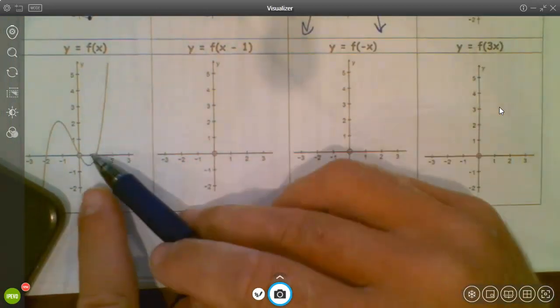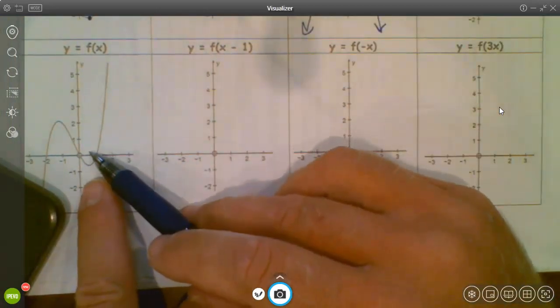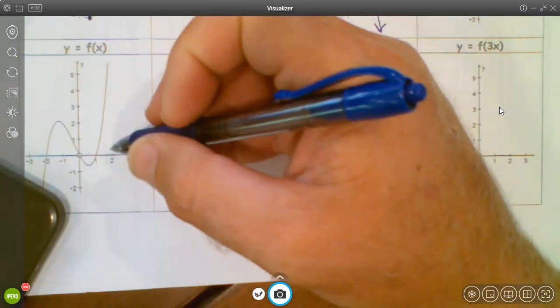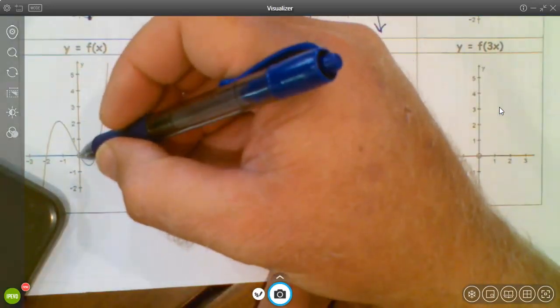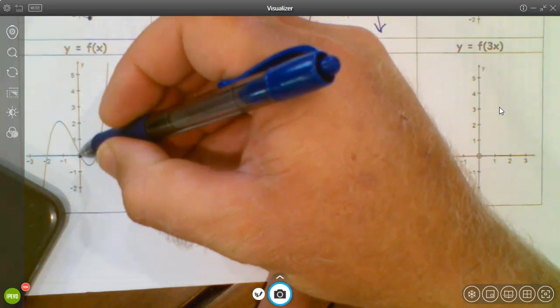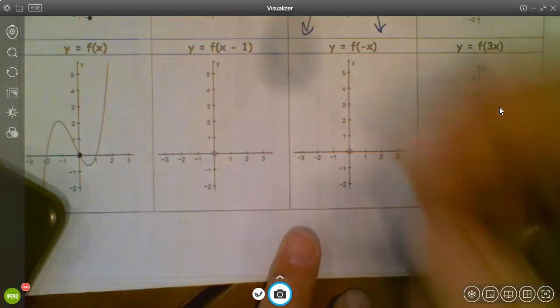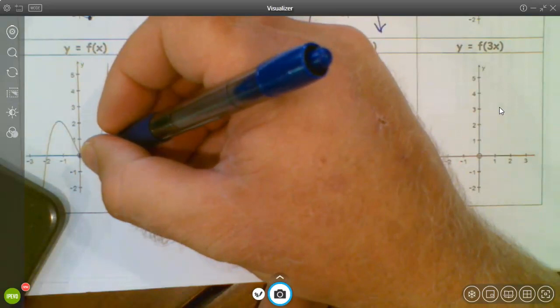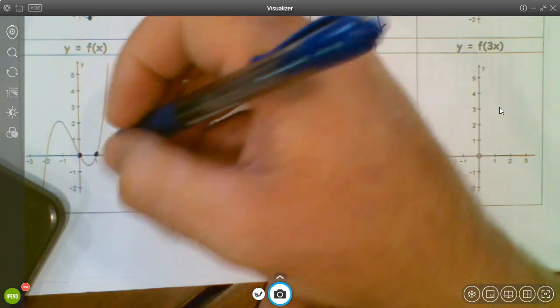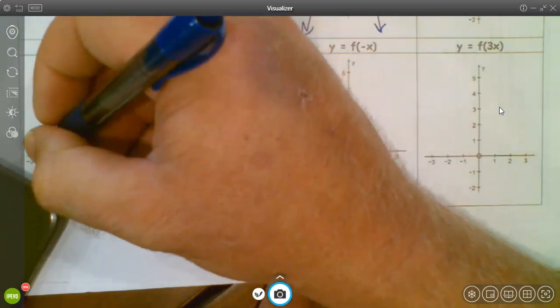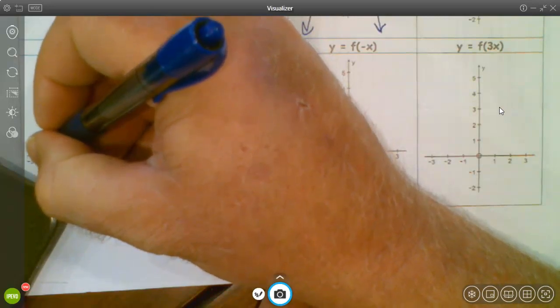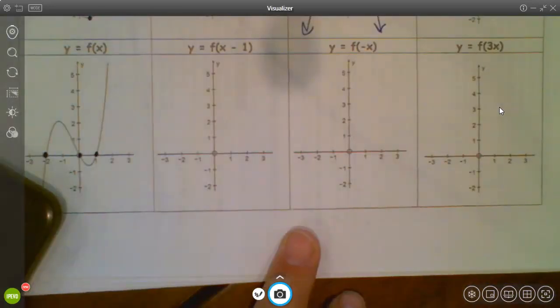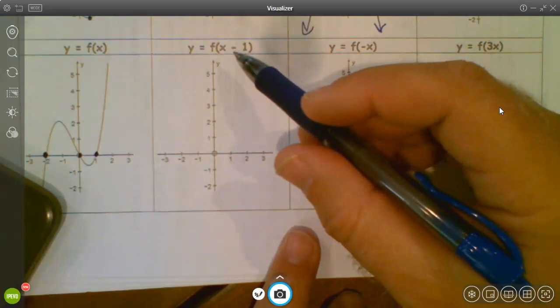So here is the new f of x. And one point that we can make note of is 0, 0 can be a common point here. So that can be one that we can use. 1, 0 is a point we can use. -2, 0 can be a point we can use. So let's see if we can use those and apply this information.